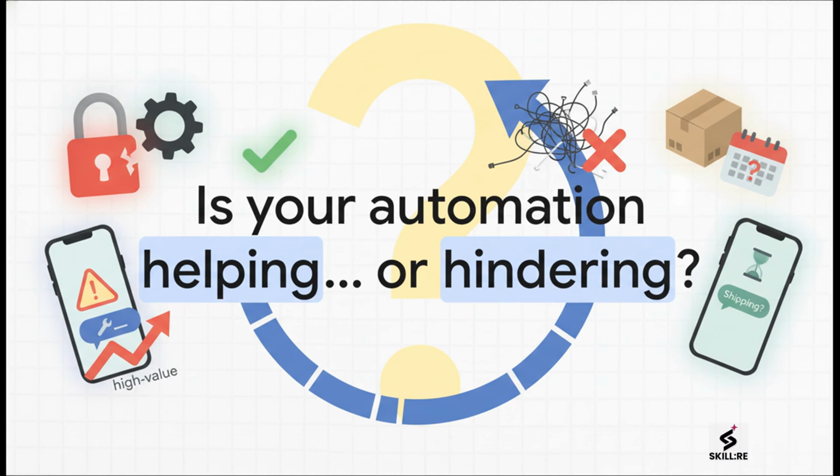Okay, let's paint a picture. Imagine a loyal, top-tier customer, the kind you really value, sends you a message. It's an urgent safety concern about one of your products. Yikes. At the exact same time, some random person asks a basic question about shipping. Now here's the real question. Does your automation treat both of these people exactly the same? If the answer is yes, well, that automation might actually be hurting your business more than it's helping.